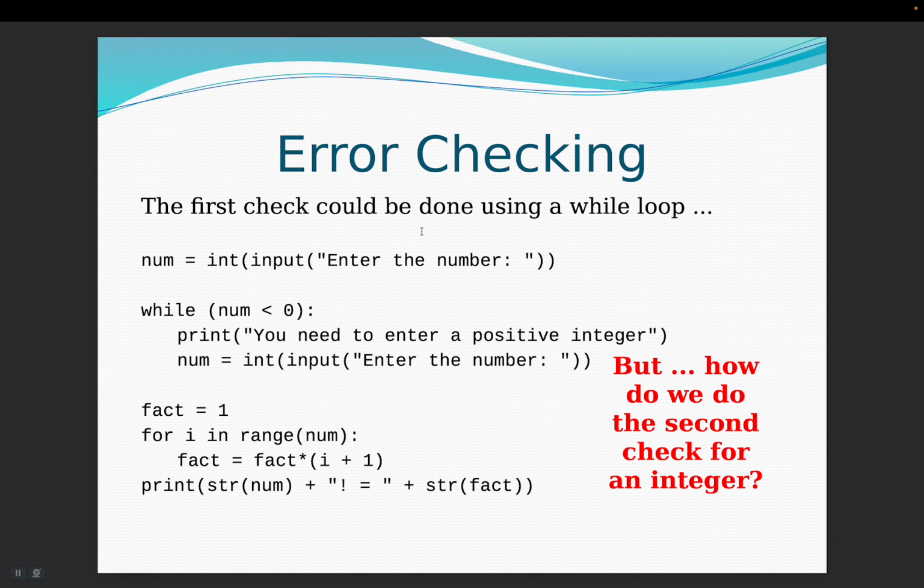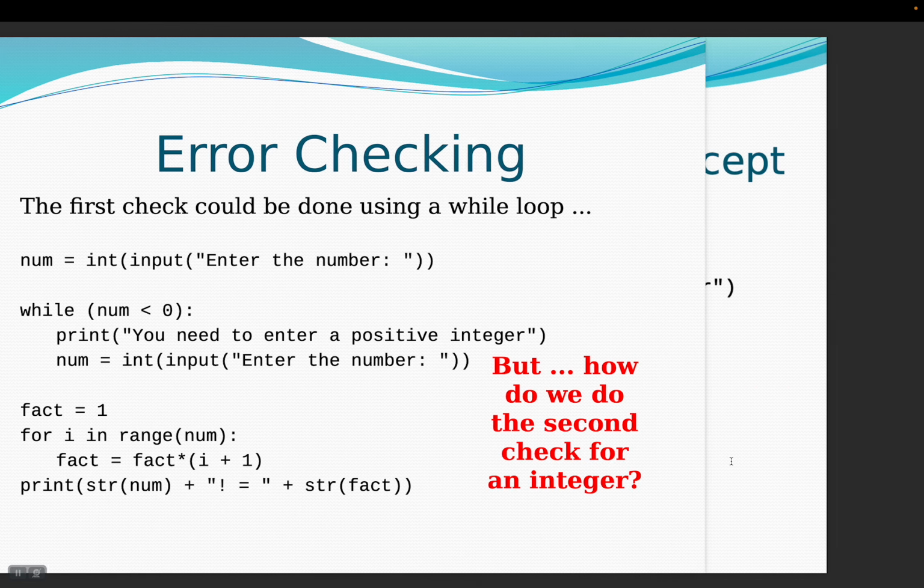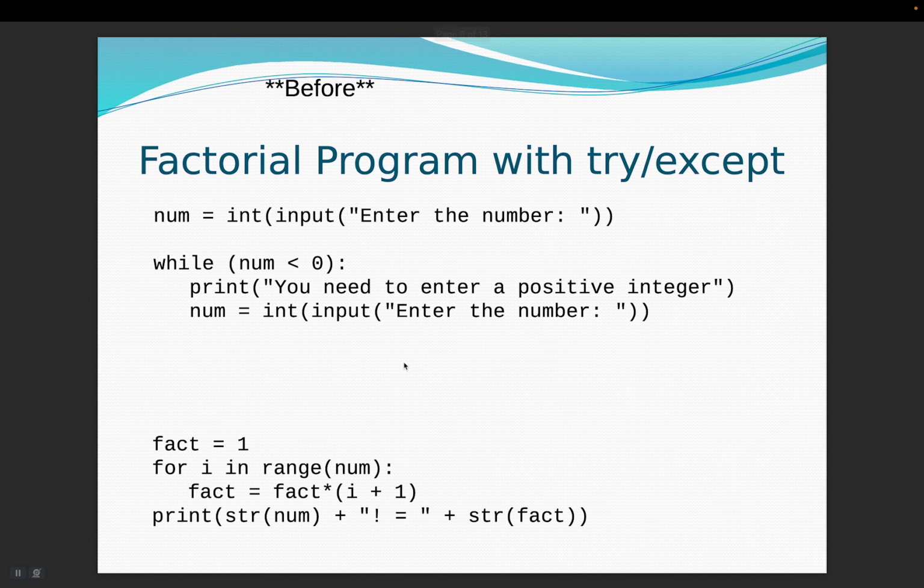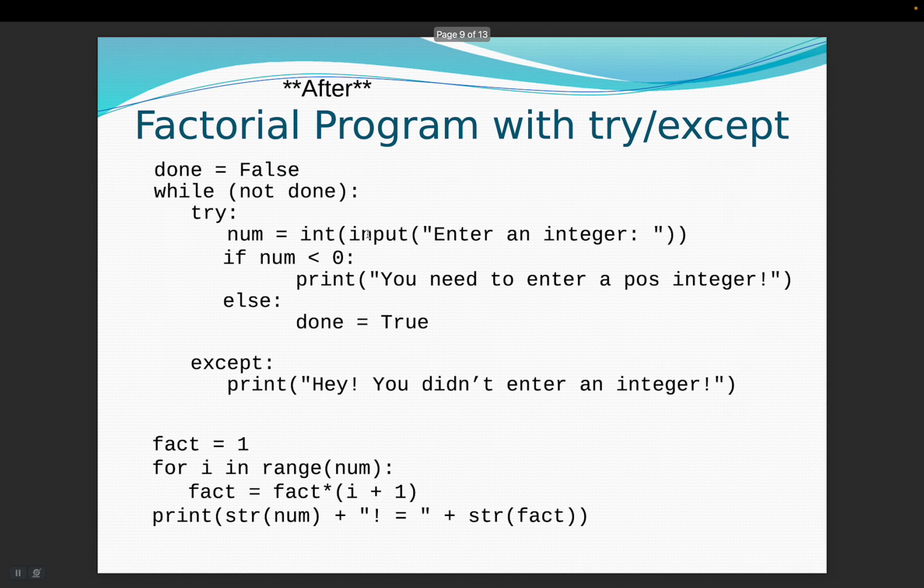So the first check would be done using a while loop: while num is less than zero. If num is a negative number, print out you need to enter a positive number and then ask for the user input again. But how do we do the second check for an integer? So this is before and this is after.